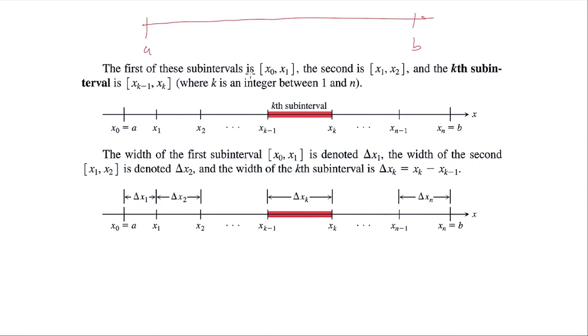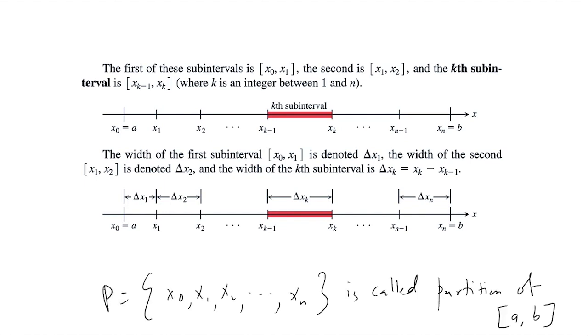The first of these sub-intervals is, as you can see here, x0 to x1. The second is x1 to x2, and then the third one and the fourth one, and keep going. You will be able to see the kth sub-interval. This is the kth one, where k is an integer between 1 and n. The width of the first sub-interval is denoted by del x1. Let's assume that this is just a notation for the width of the first one. Similarly, you can denote the width of the second one as del x2, and the width of the kth one would be del xk. This del x just means this width.